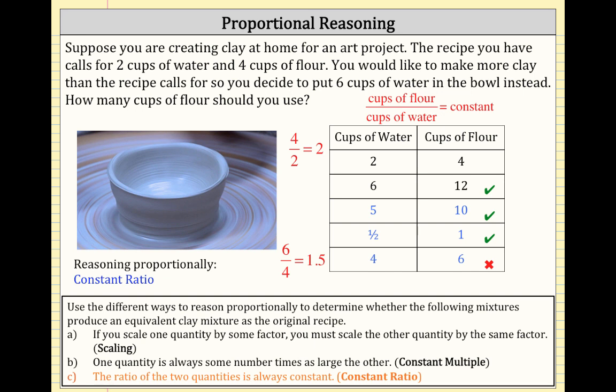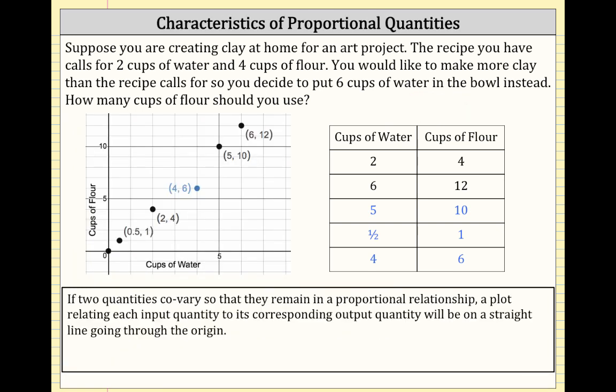Let's also take a look at a plot of these values on a graph. If two quantities covary, meaning that they're changing together so that they remain in a proportional relationship, a plot relating each input quantity to its corresponding output quantity would be on a straight line going through the origin. The values in the table have been plotted on a Cartesian plane where the cups of water is the input and the cups of flour is the output. The dot, which is 4, 6, was the one that was not in a proportional relationship, and it's highlighted in blue.